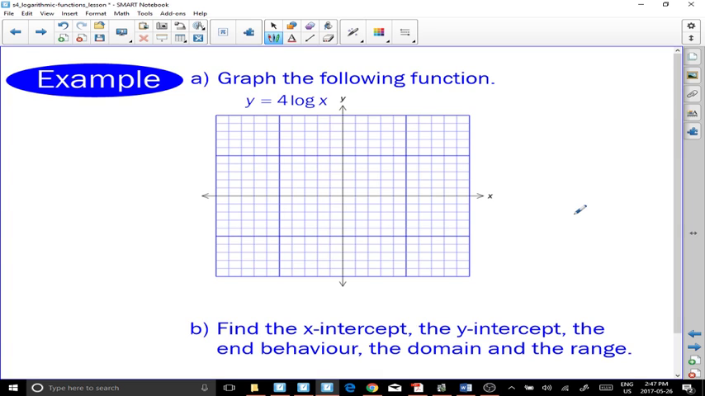So now what we want to do is graph the following function. Y equals 4 log x. Y equals 4 log x. So, to graph a logarithm, it's important that you're aware what the base is. What's the base of this log?